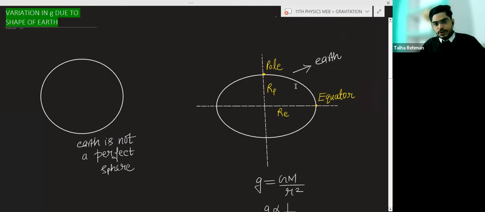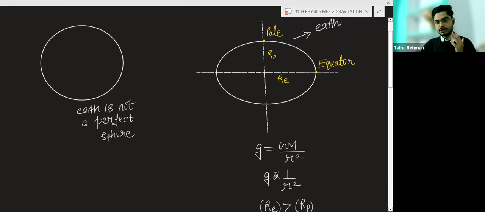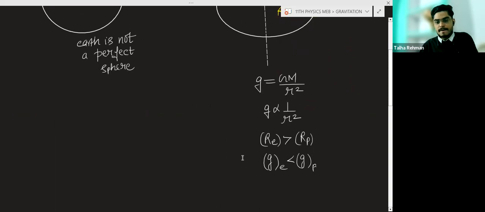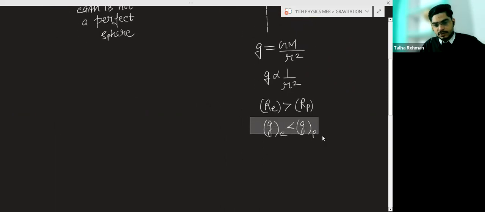From equator to pole, what will happen? The radius will decrease. So if the radius decreases, the acceleration due to gravity, means g, will increase, because g is proportional to 1 by r square. Now this result is also experimentally true.